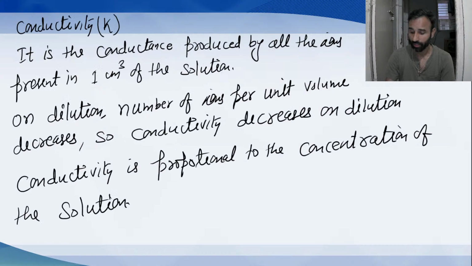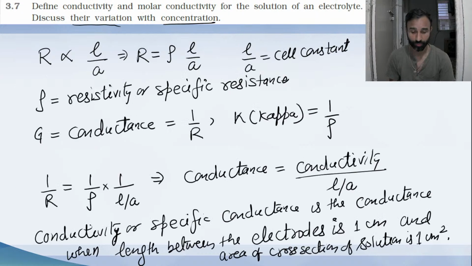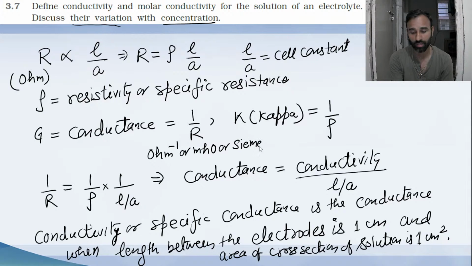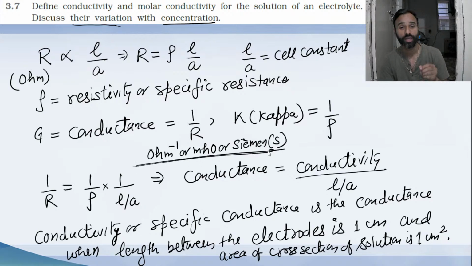Second thing, see, what is the unit? What is the unit of resistance? Unit of resistance is ohm. So what is the unit of conductance? Unit of conductance is per ohm. It is also known as MHO or Siemens. Means it is denoted by capital S. This is the unit of conductance.